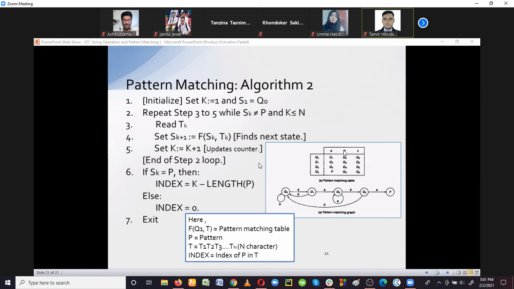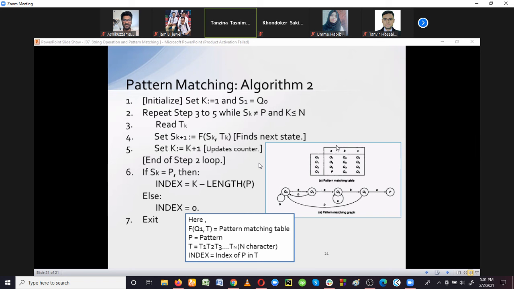But if the character is B at that time, what will be the value of sk plus 1? The value will be sk, right? Then step number 5, set k equals to k plus 1. That is, after comparing the first character of the text, now we can compare the second character, right? After reading the first character of the text, now we can read the second character. Then we have to do the same process.